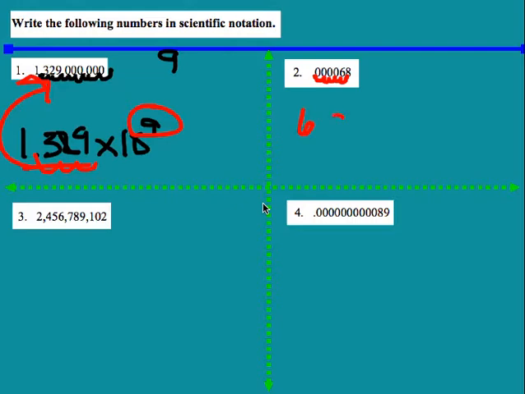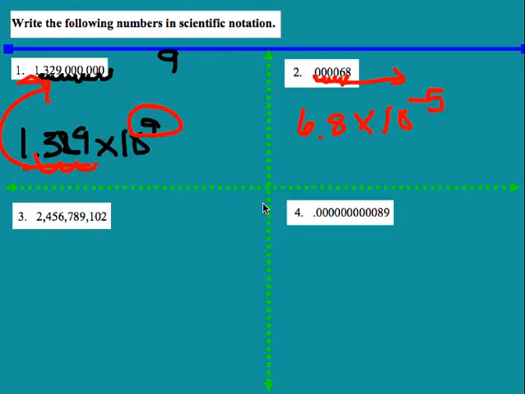So I have 6.8, but the 6.8 needs to get smaller. So when I take my base 10, I need to raise it to the negative 5. And it's negative because I want people to know when they look at this that they need to move it to the left in order to get the decimal that I was given in number 2. So when I want to make it smaller, it's a negative. When I want to make it bigger, it's a positive.